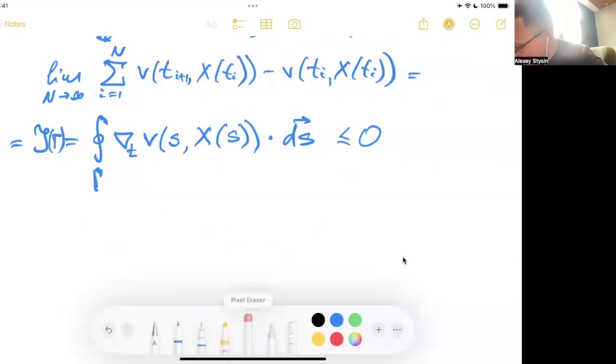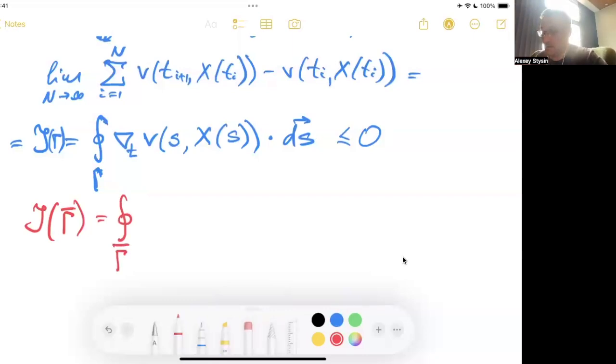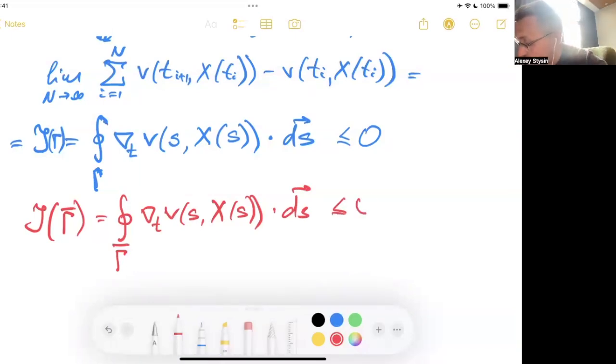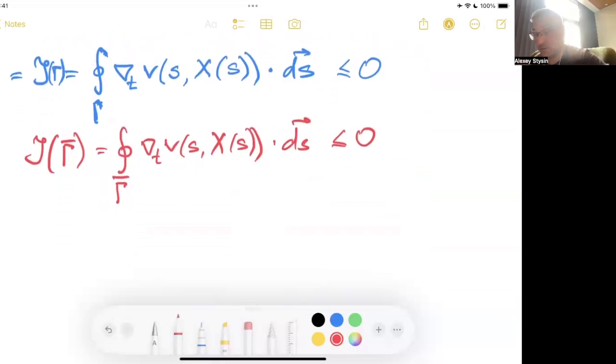And let's take a look at the j of going into the opposite direction over the same gamma. So this integral is going to be over the same curve in the opposite direction. Now it's going to be the same here, x of s ds. And again, by the same arguments, this integral should also be less than 0 by cyclic monotonicity condition.